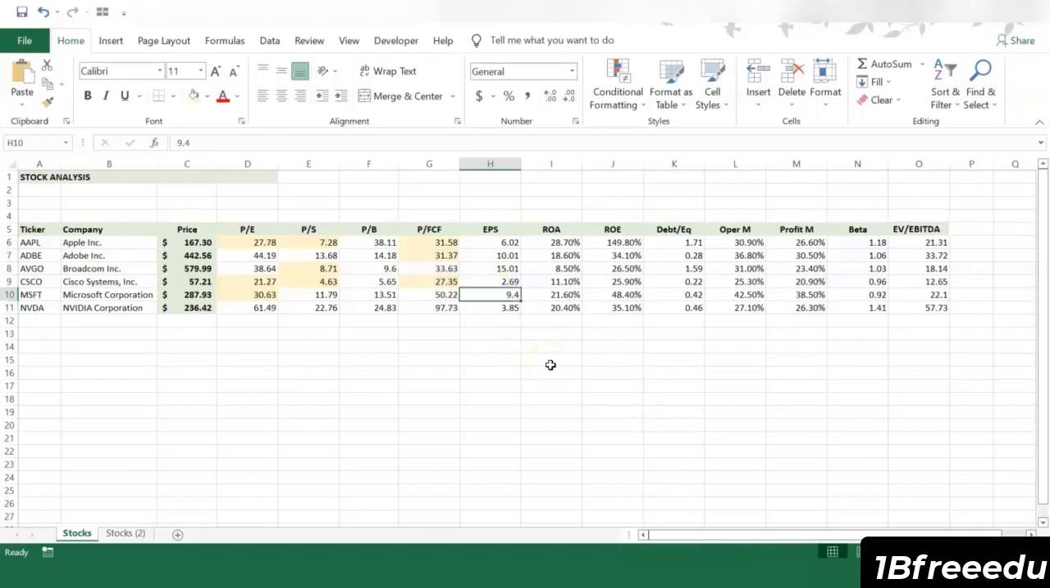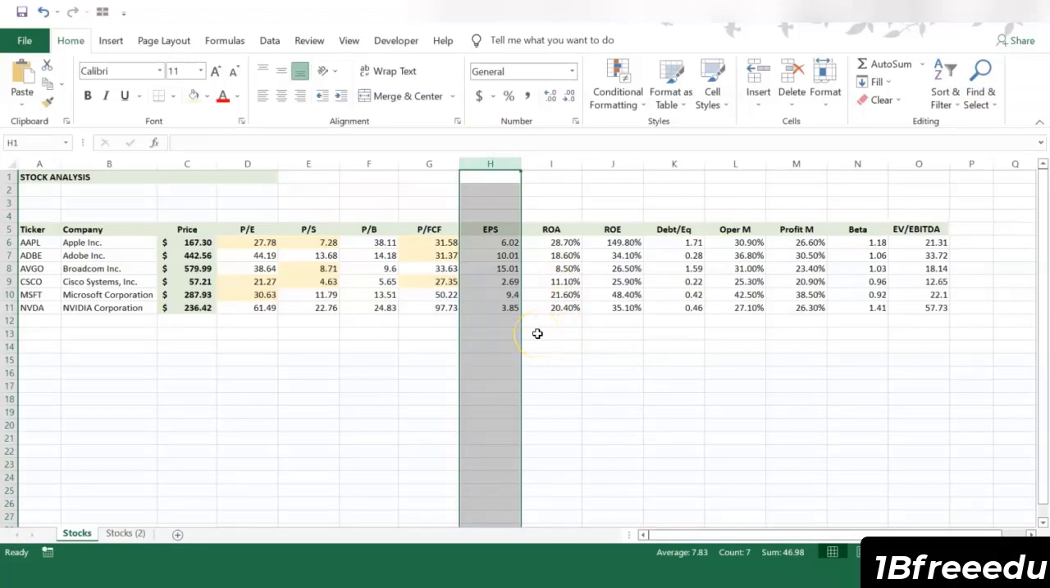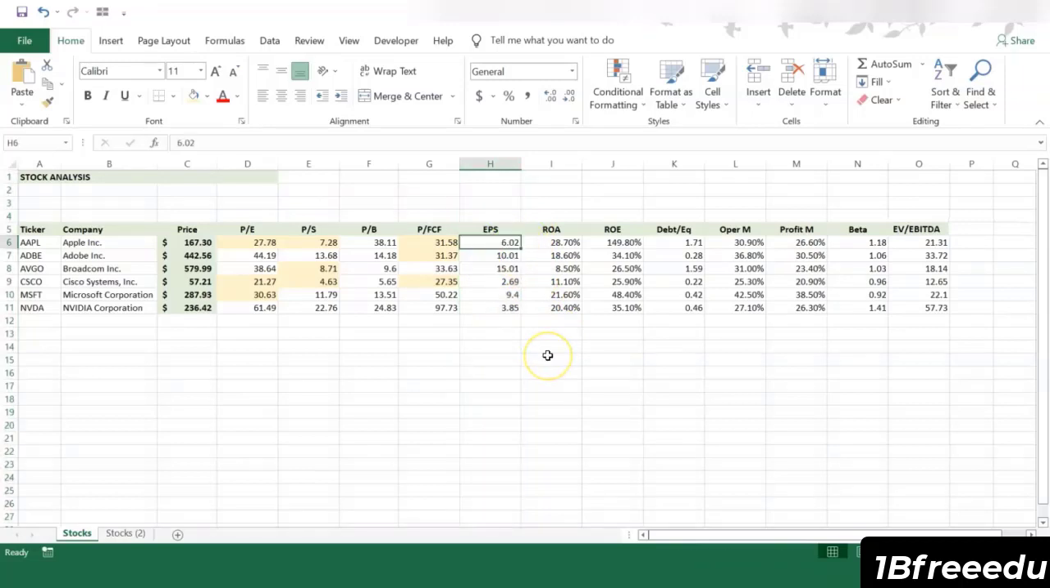A good earnings per share should be a positive figure that has a long track record of consistent growth. Earnings per share indicate how much money a company makes for each share of its stock. A higher earnings per share indicates greater value because investors will pay more for a company share. So in our case, Adobe, Broadcom, and Microsoft fit into this narrative.